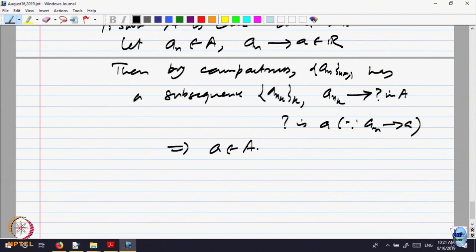So, we are using the fact compactness says there is a subsequence which is convergent. But the important thing is compactness says that the limit must be inside the set. On the other hand, the sequence itself is convergent. So, every subsequence must converge to the same limit, and the limit being A, A belongs to capital A. So, A is closed.